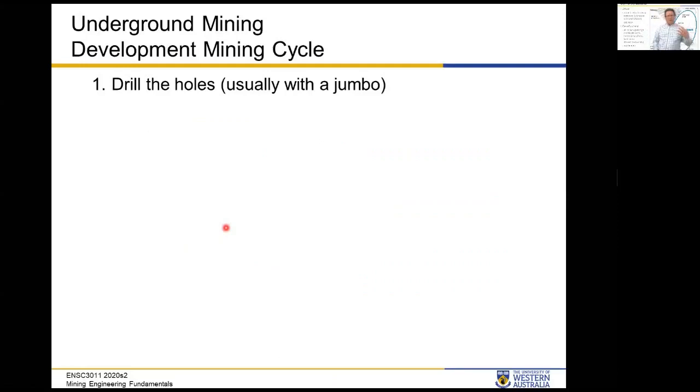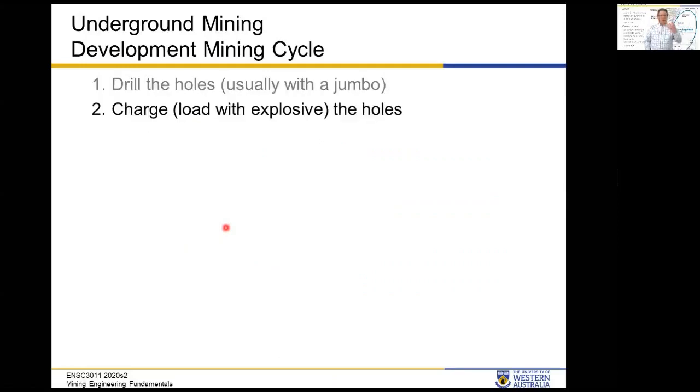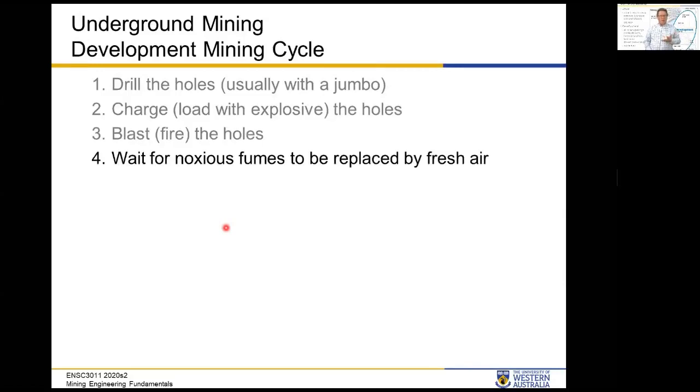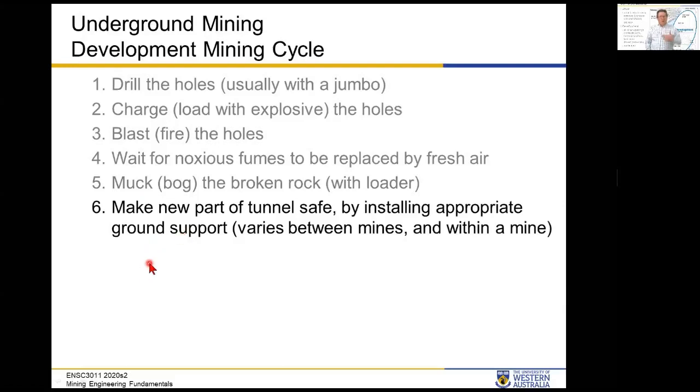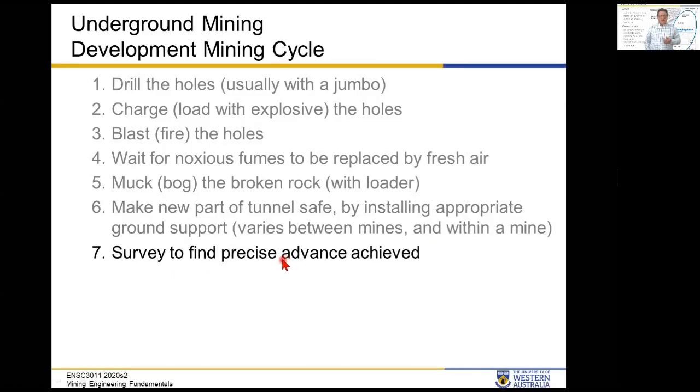So: drilling the holes, charging or loading, blasting or firing the holes, waiting for the noxious fumes to be diluted, mucking or bogging the broken rock. One of these is Western Australian, one is Queensland. I can't remember which is which, to be honest. Make the newly advanced part of the tunnel safe by installing appropriate ground support, so nobody's allowed into that new area until it's been made safe. Maybe survey it, find exactly what you've achieved, and repeat.